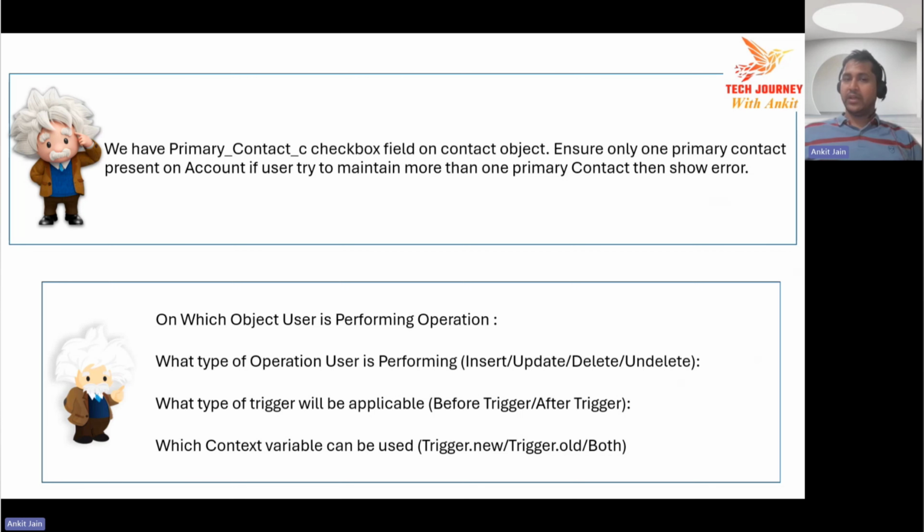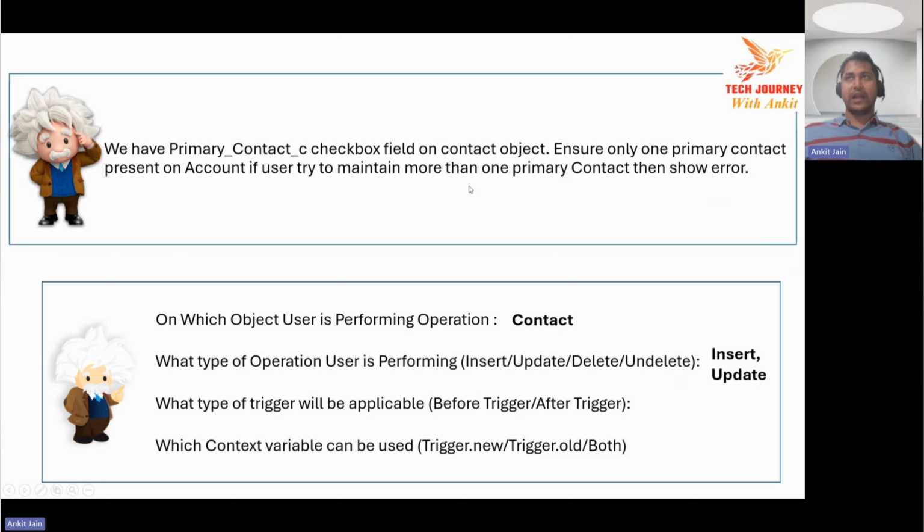So when you are in the interview, you can explicitly ask the interviewer whether the maintenance is an insert operation or an update operation. For this trigger scenario, I will consider both insert as well as update. So what I can say is that on the contact object, the user is performing the insert as well as the update operation. Now the next question that we have to answer: what type of trigger will be applicable in this scenario?